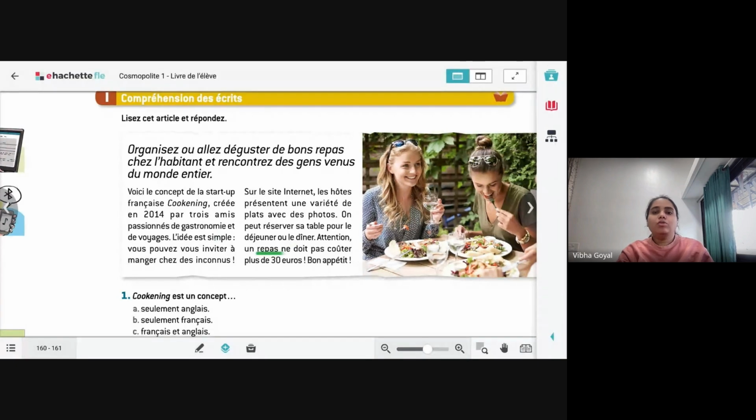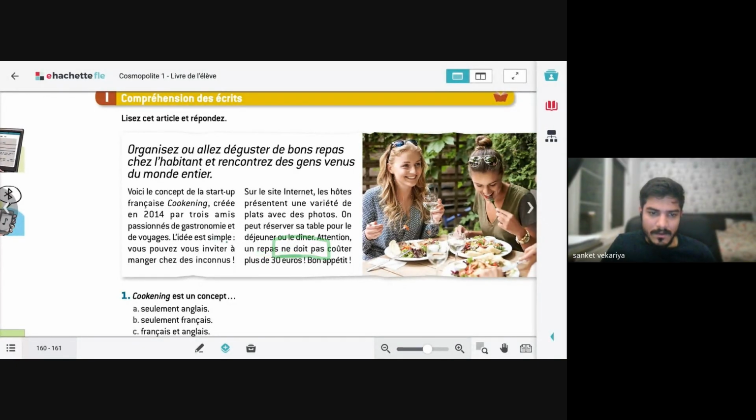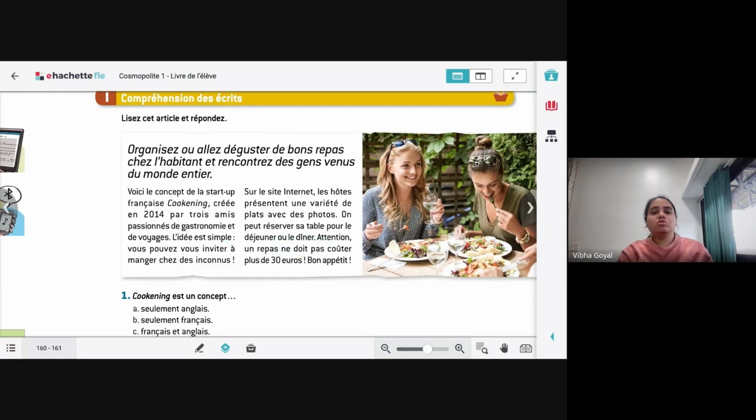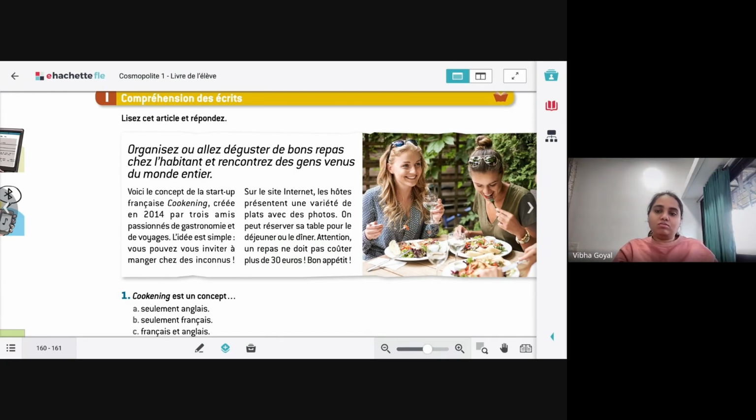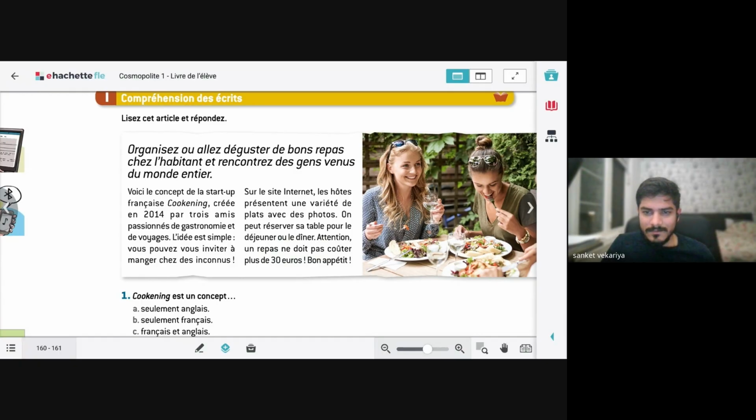Un repas ne doit pas coûter plus de 30 euros. It's not "euro", okay? Euro. 30 euros.